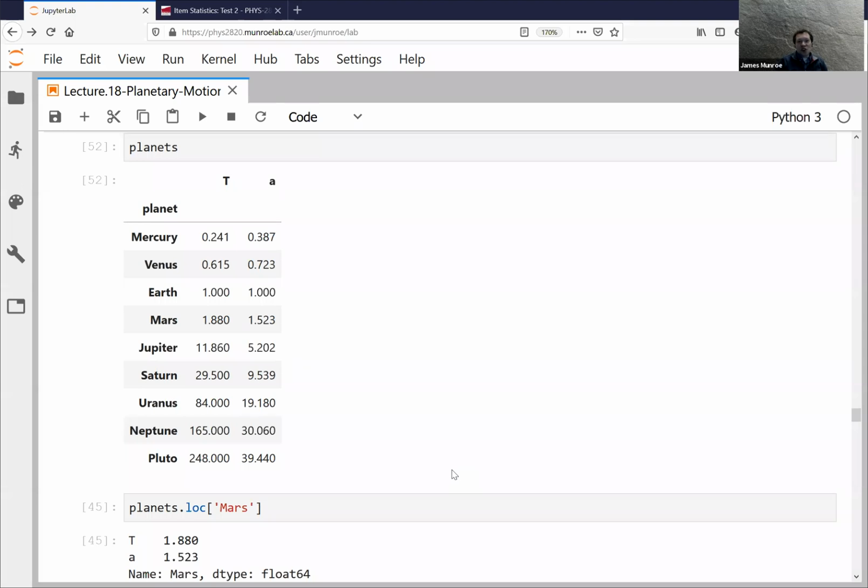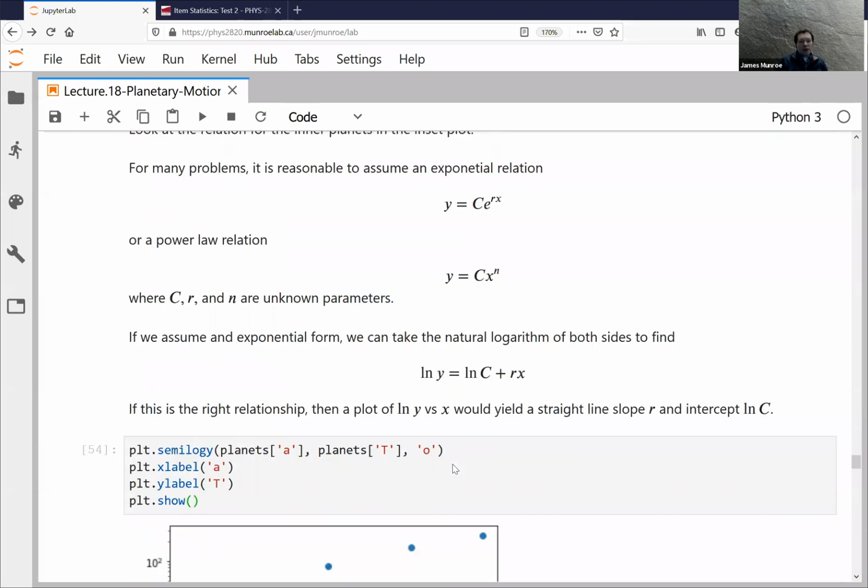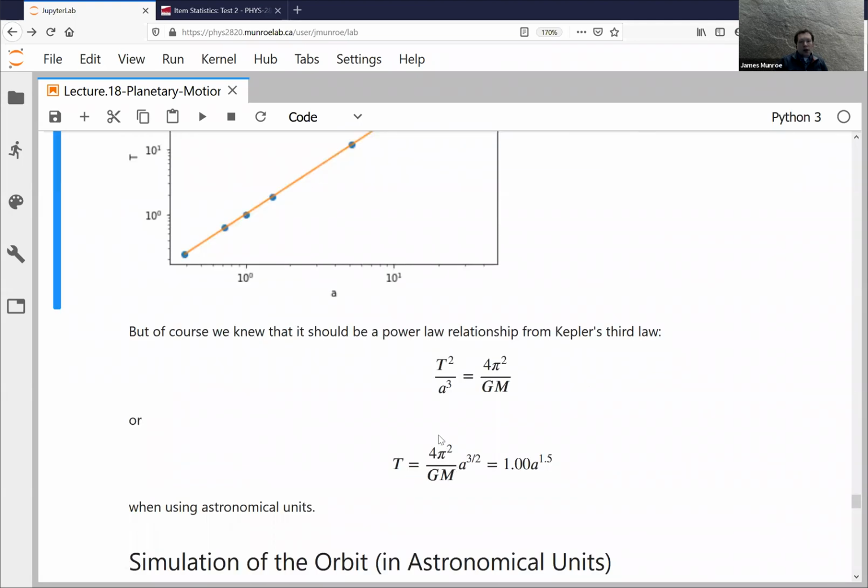And of course, this shouldn't be surprising because this is what Kepler's law tells us. Kepler's law tells us that T squared divided by A cubed has a constant value. If you solve for T, you get T is equal to a constant times A to the 3/2. Well, 3/2 is just 1.5.